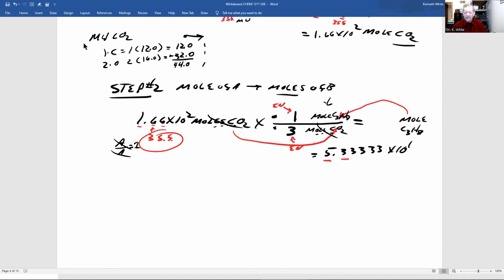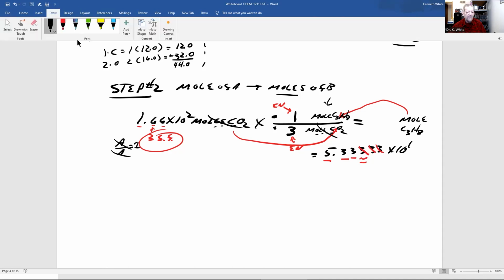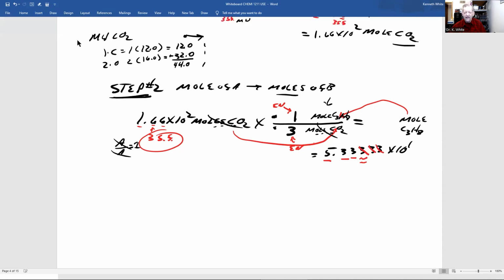Keep the 5, keep the 3, keep the 3. That's my 3 significant figures. Use the next number, a 3 again, to round off. Is that 4 or less or 5 or higher? And hopefully I'll pick 4 or less. So I'm going to drop this. And the correct number for this step number 2 is 5.33 times 10 to the first moles of C3H8 propane.